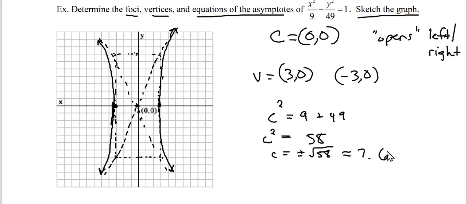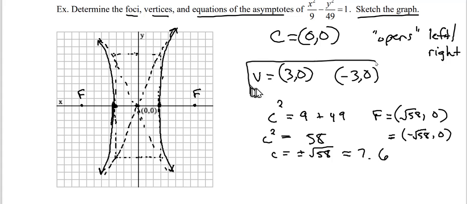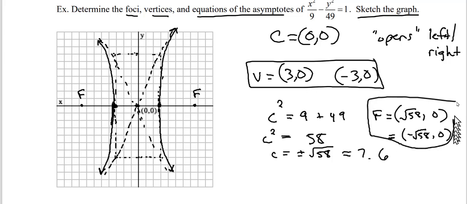I just want that so that I can graph them. 3, 4, 5, 6, 7.6. The foci would be way out here. 4, 5, 6, 7, 7.6. Those ordered pairs, because it asks you to find those, along the x-axis, a distance of root 58 would be from the center, which is 0, 0. So vertices, foci, and we need the equations of the asymptotes.